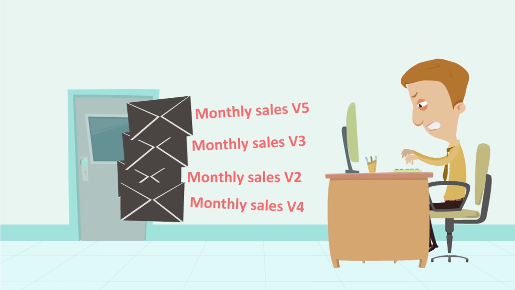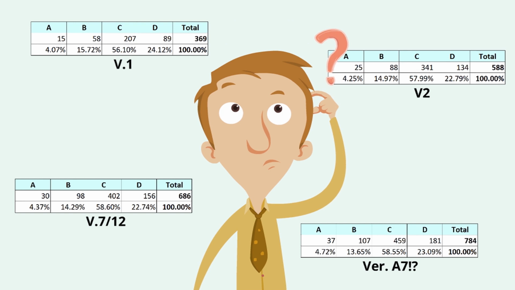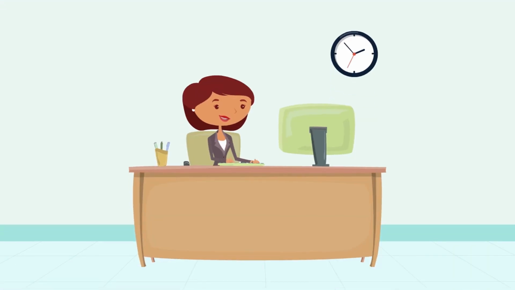And then again, and again, and again. So on and so forth. Bob will never be sure to have Alice's last version. With SpreadSheetSpace, all this belongs to history.